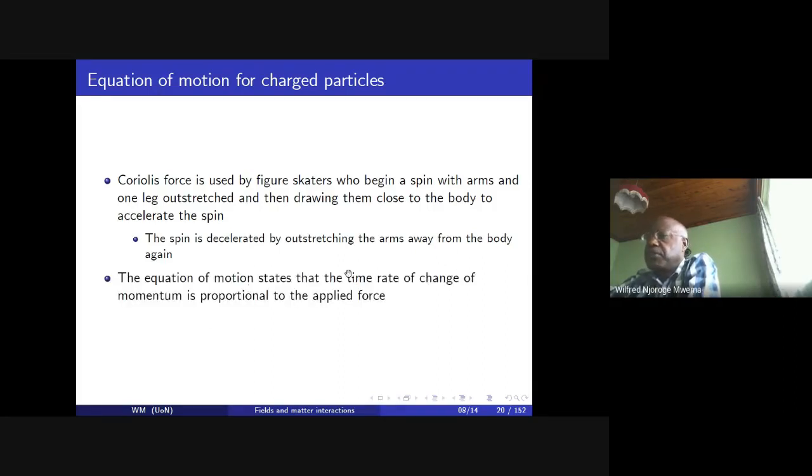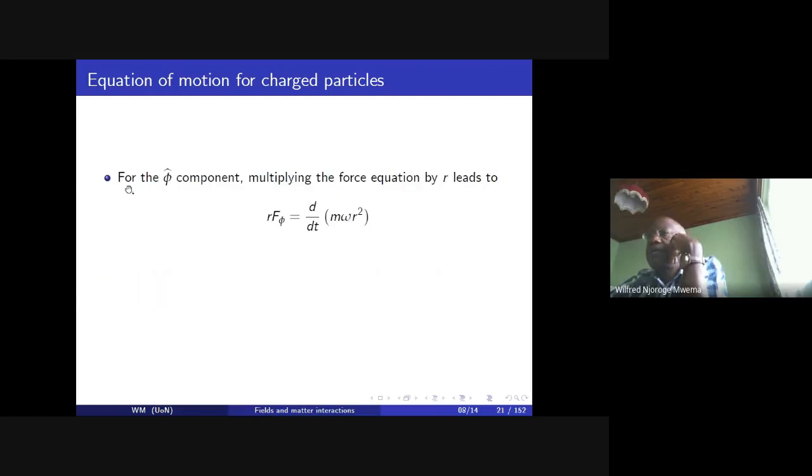So the equation of motion therefore states that the time rate of change of the momentum is proportional to the applied force. So for the phi component, if we multiply the force equation by r, we'll get something like r F_phi equal to d/dt of (m omega r squared). And what you see is that this r multiplied by force is a torque. So the time rate of change of angular momentum is equal to the applied torque.